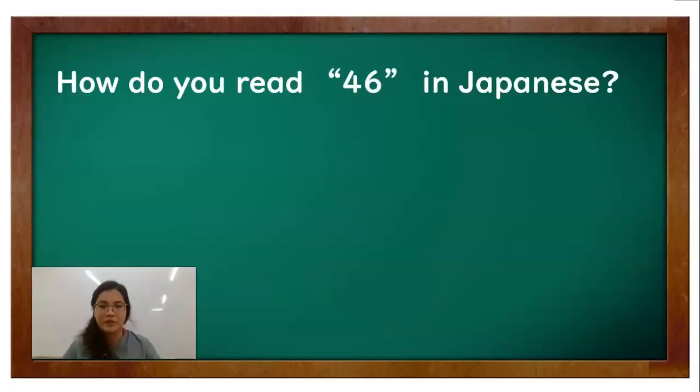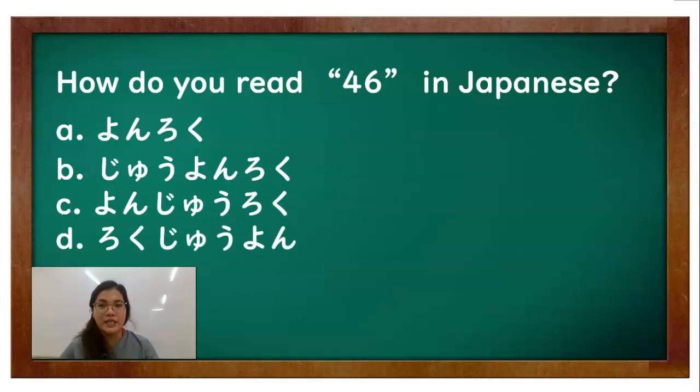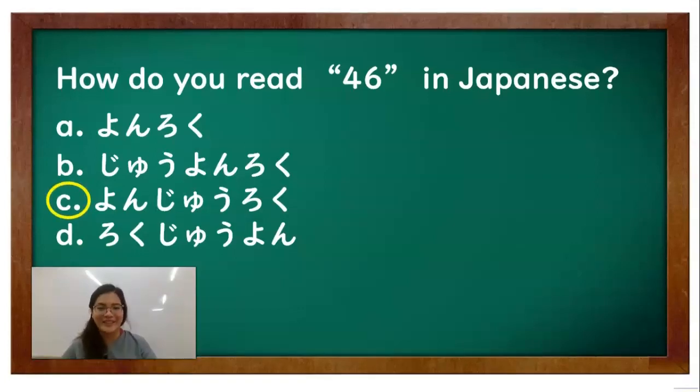Here's the question. How do you read 46 in Japanese? A, 46. B, 14 6. C, 46. Or D, 64. And the correct answer is letter C. So I hope you got it right.